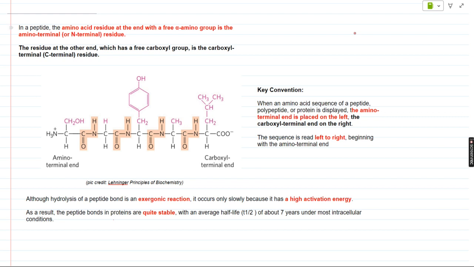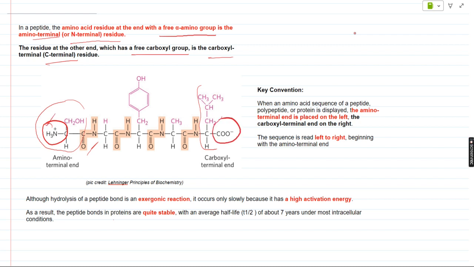In a peptide, the amino acid residue at the end with the free alpha amino group is called the amino terminal or the N-terminal residue, and the residue at the other end, which has a free carboxyl group, is the carboxyl terminal or the C-terminal residue. So when you have a sequence of amino acids linked together to form a peptide, and each amino acid is joined to the other by means of a peptide bond, there will always be one leftmost amino acid that has a free N-terminal or amino terminal, and there will always be a rightmost amino acid that has a free carboxyl group.